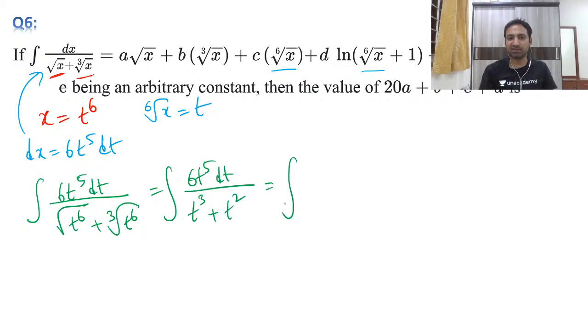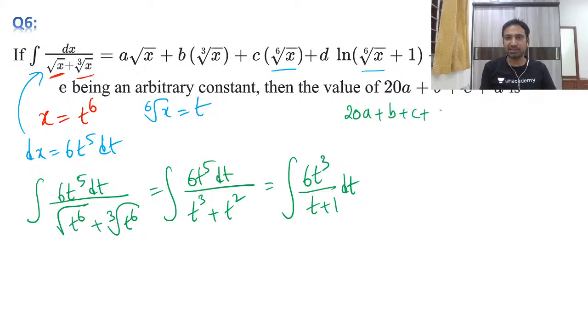So still we can simplify this. I can write it taking t square common, so 6t cube by t plus 1. It is an improper fraction, guys. What is an improper fraction? If the numerator degree is greater than or equal to the denominator degree, then we call it an improper fraction. So how can we simplify this improper fraction into proper fractions? He is asking for 20a plus b plus c plus d, that's what he is asking.